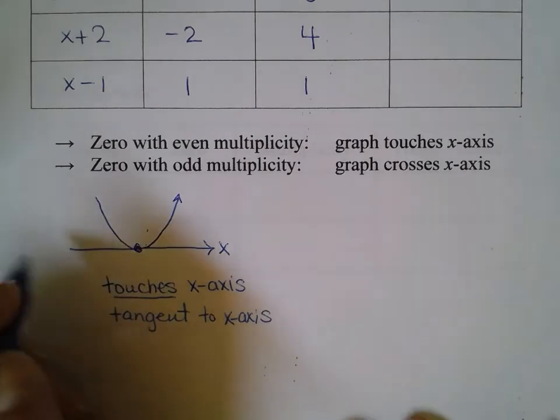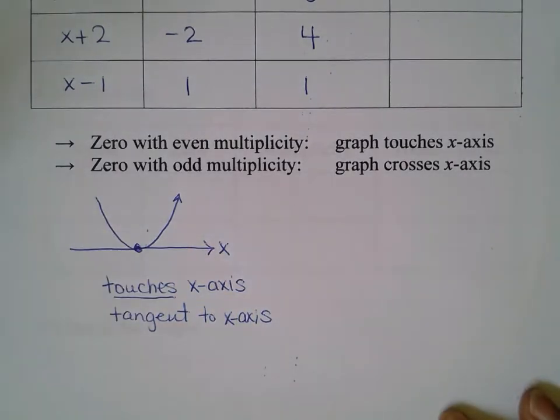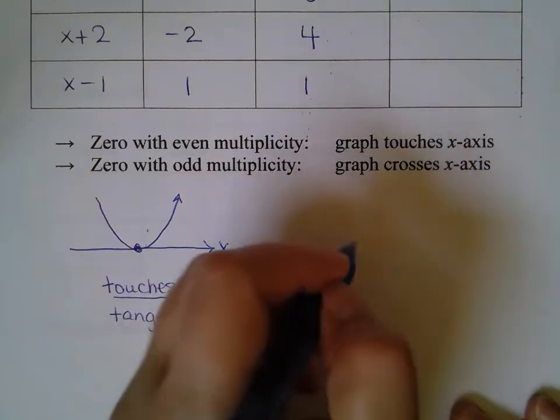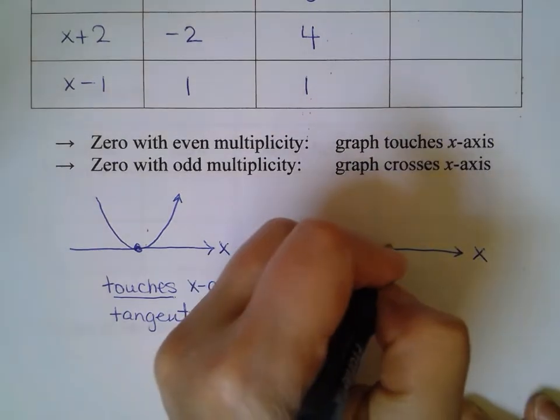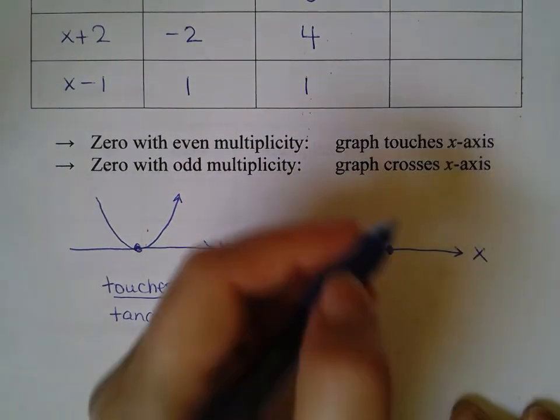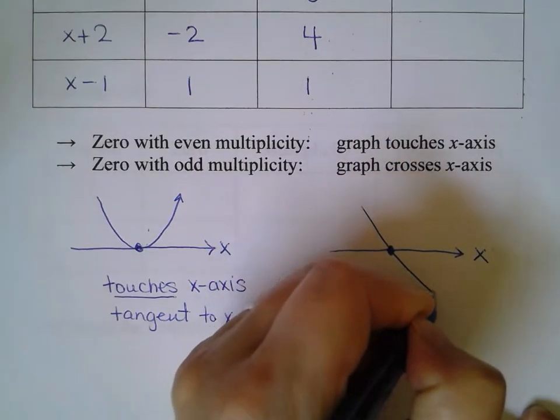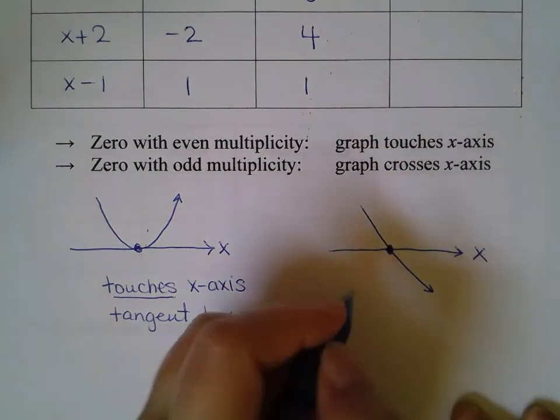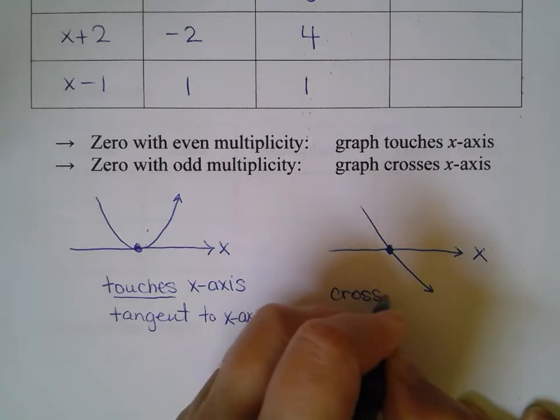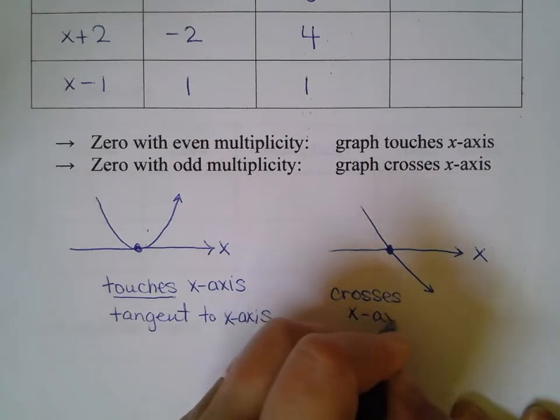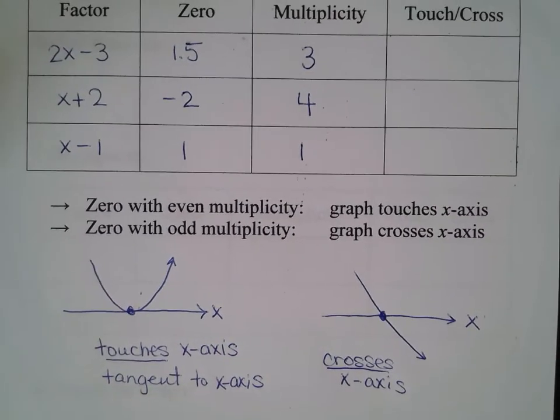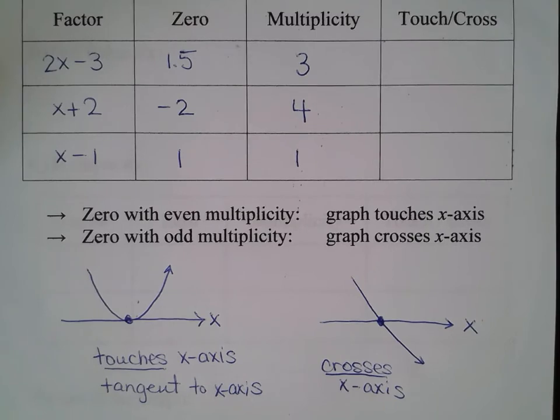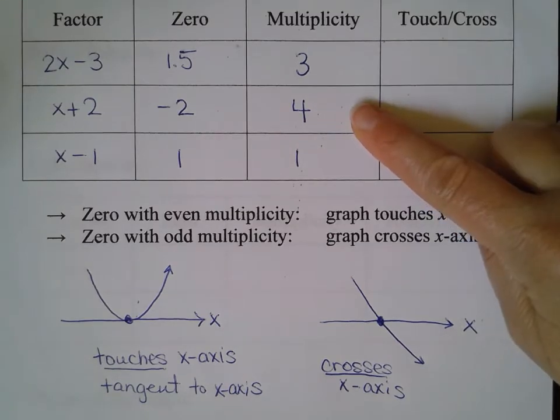And then if we have a 0 with odd multiplicity, the graph is going to cross over the x-axis. If this is the x-axis, this is our 0, and it literally crosses from one side of the x-axis to the other. What determines whether it touches or crosses is the number that we have for the multiplicity.